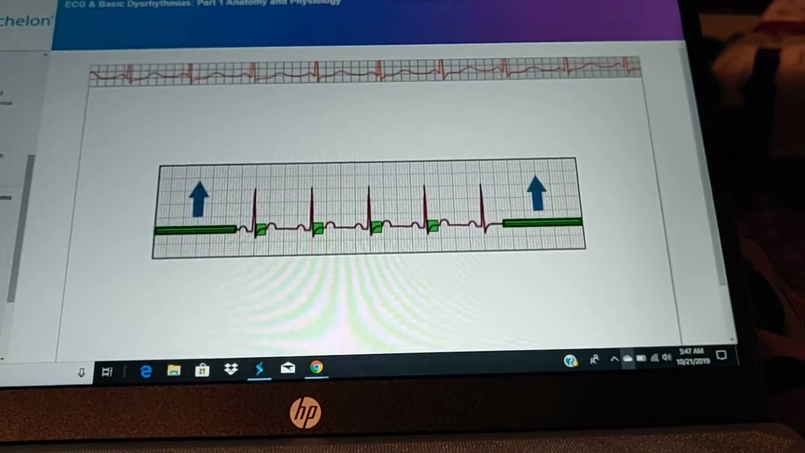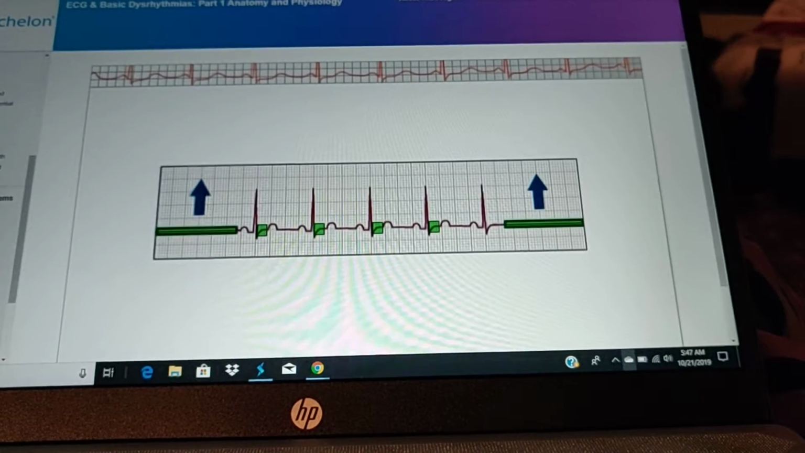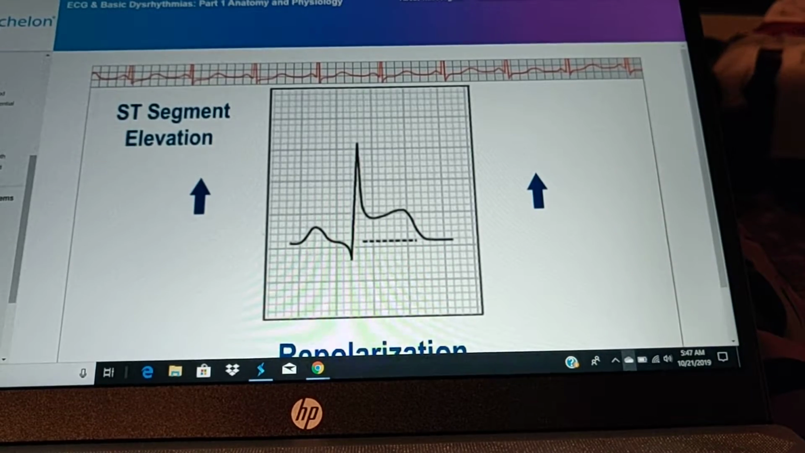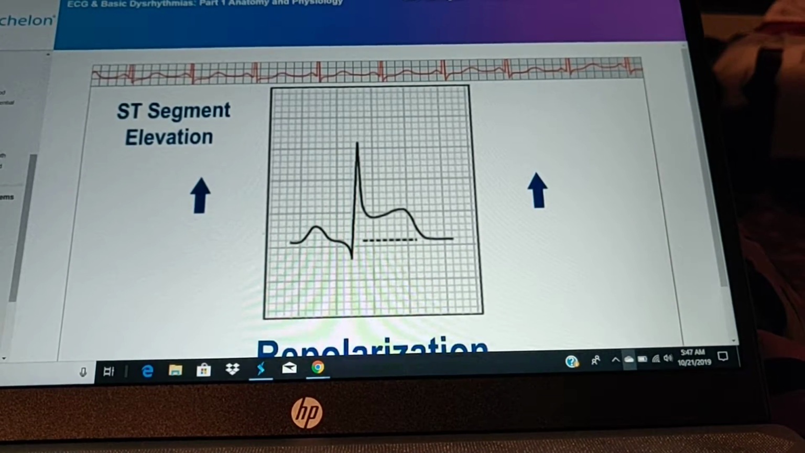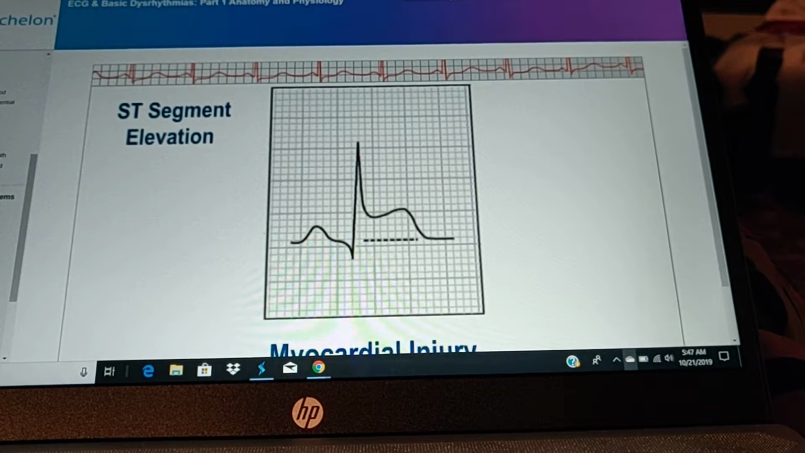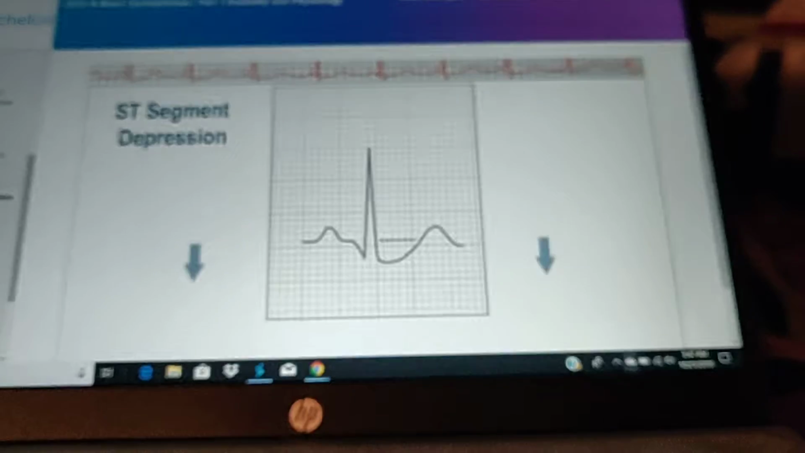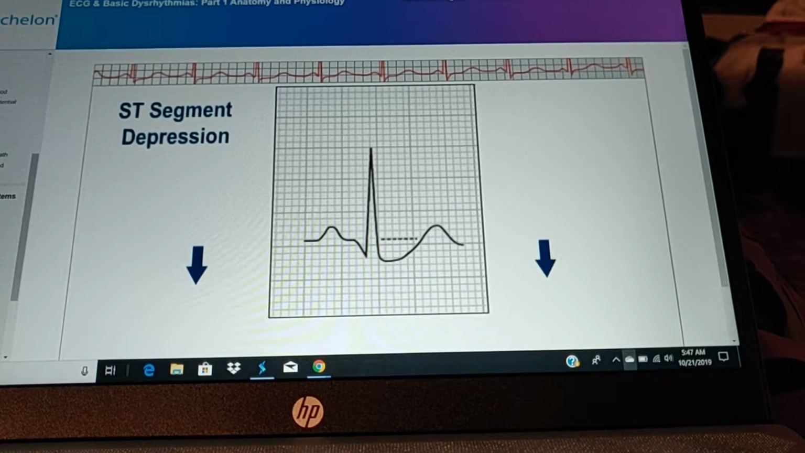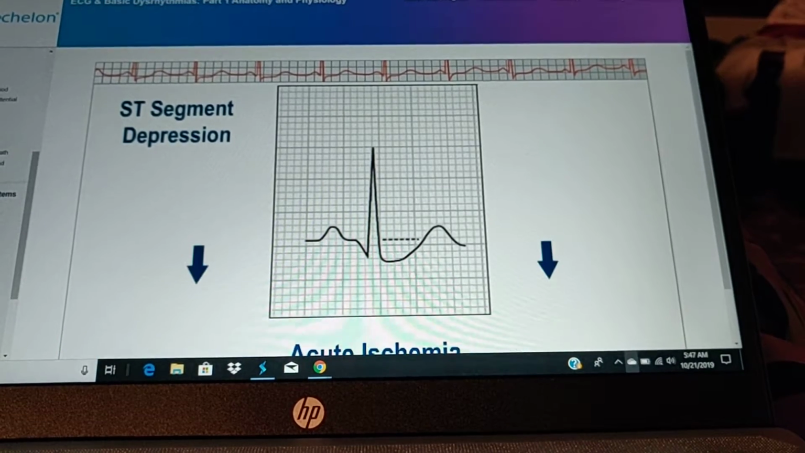If the ST is elevated above the isoelectric line, repolarization is either happening abnormally or it isn't happening at all. This may indicate myocardial injury. If the ST segment is depressed below the isoelectric line, it may indicate acute ischemia.